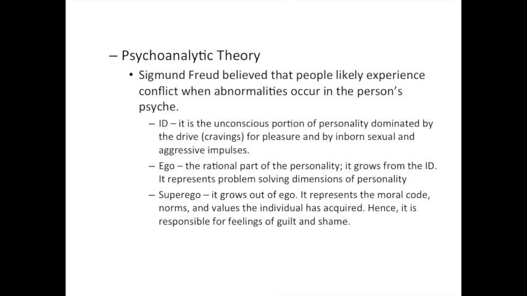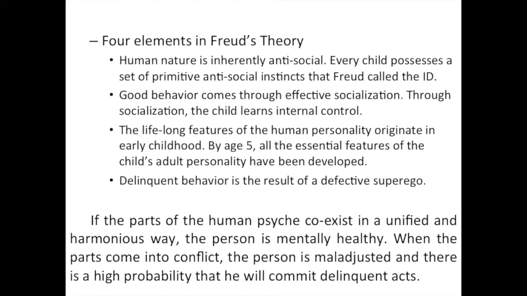Okay, next are the four elements in Freud's theory. Human nature is inherently antisocial. Every child possesses a set of primitive antisocial instincts that Freud called the id. Good behavior comes through effective socialization. Through socialization, the child learns internal control. The lifelong features of the human personality originate in early childhood. By age 5, all the essential features of the child's adult personality have been developed. Delinquent behavior is the result of a defective superego. And actually, not just a defective superego, but it's about the balance.